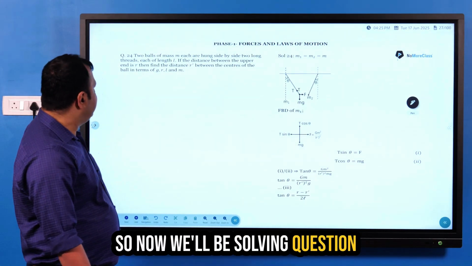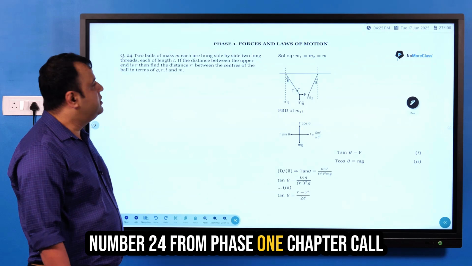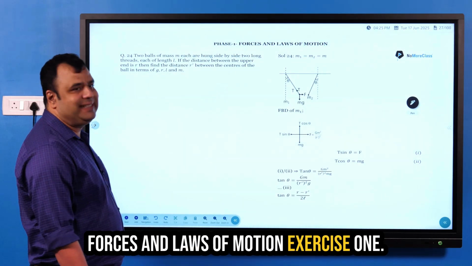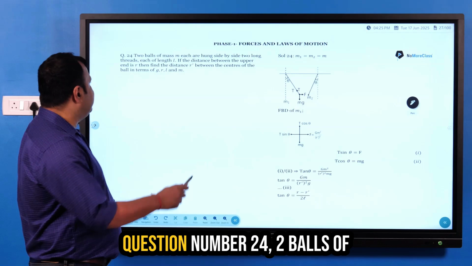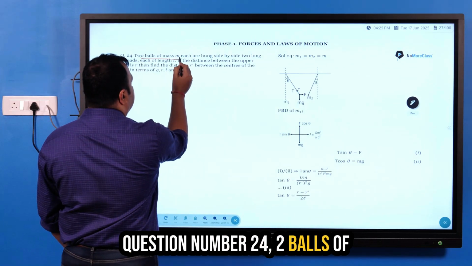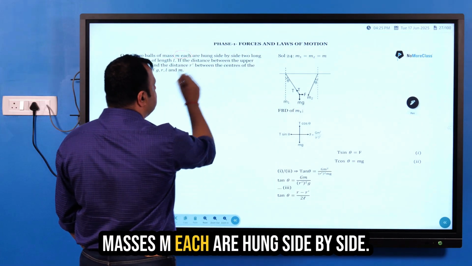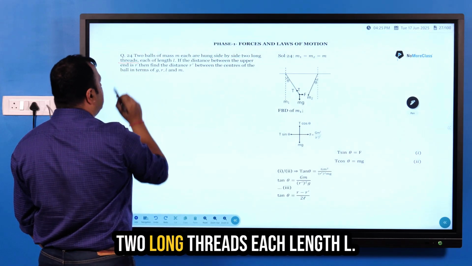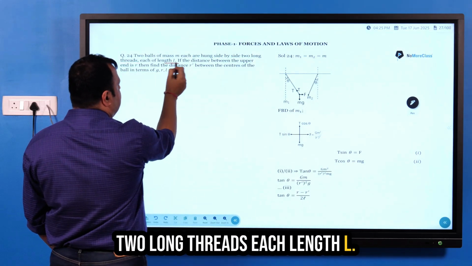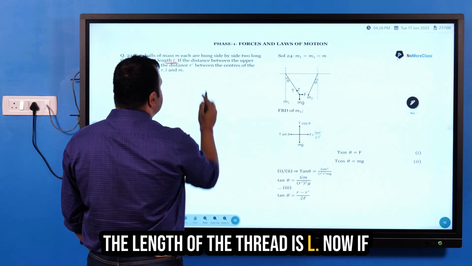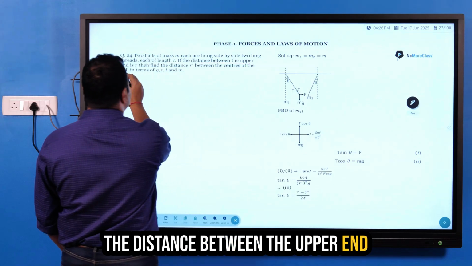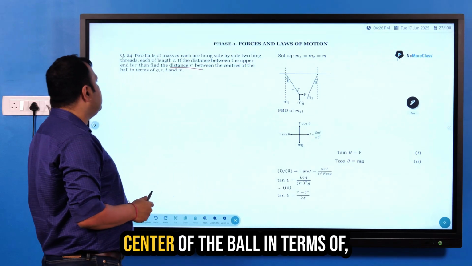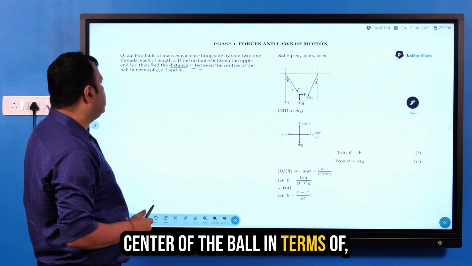So now we'll be solving question number 24 from phase 1, chapter called Forces and Laws of Motion. Exercise 1, question number 24. Two balls of masses m each are hung side by side by two long threads. Each length of the thread is L. Now, if the distance between the upper ends is R, then find the distance R dash between the centers of the balls in terms of G.